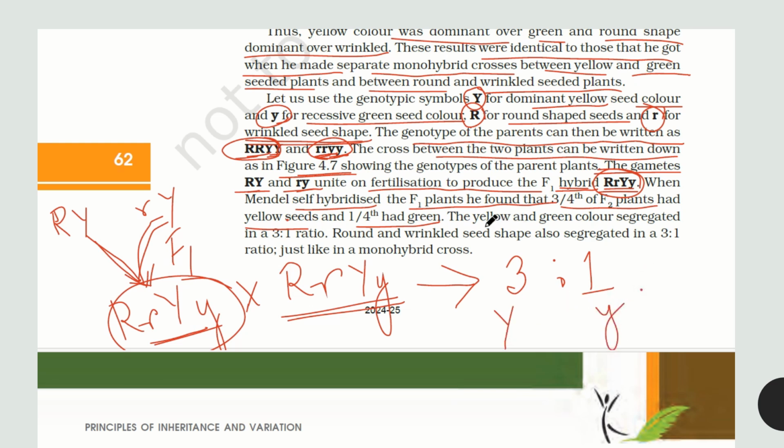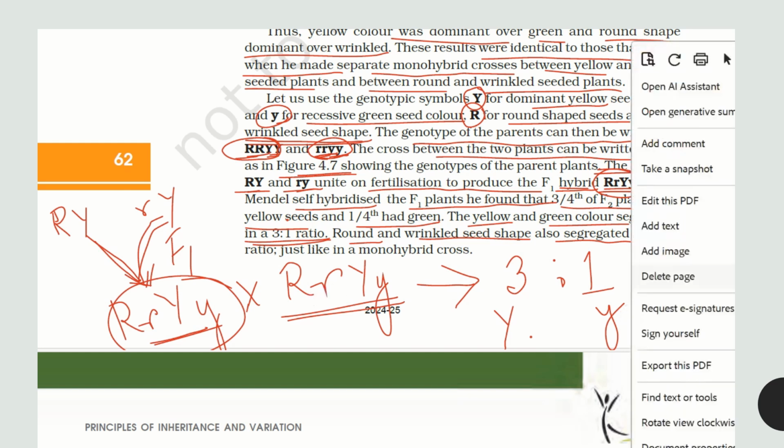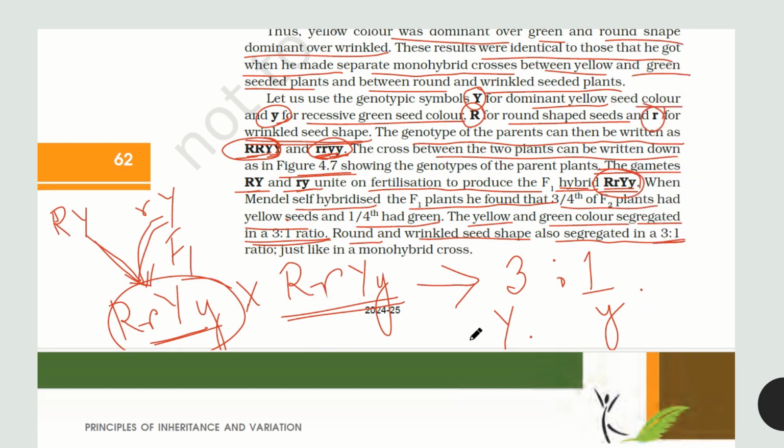Now the yellow and green colors segregated in the ratio 3:1, and round and wrinkled seed shape also segregated as 3:1. So this is about the yellow and green seeds. And what about round and wrinkled? Round and wrinkled also came as 3:1. So round is 3 and wrinkled is 1. So this is the round and wrinkled ratio. So it is just like the monohybrid cross.